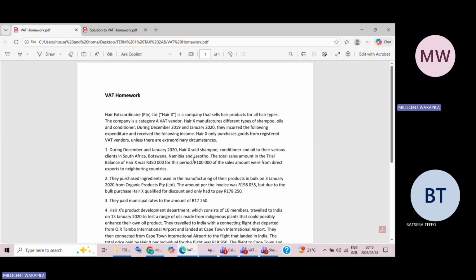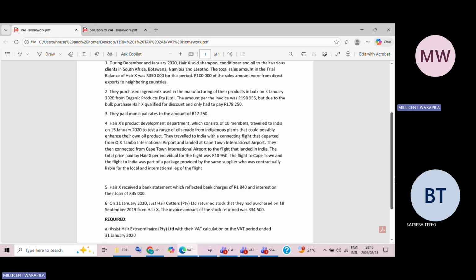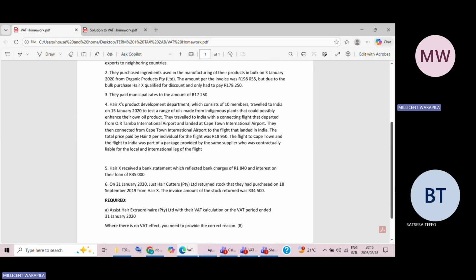So we're going to read the question together, and I'm going to explain to you step by step how you are supposed to go about this question. The question reads: assist Hair Extraordinary with their VAT calculation for the VAT period ended 31 Jan 2020. Where there is no VAT effect, you need to provide a correct reason.